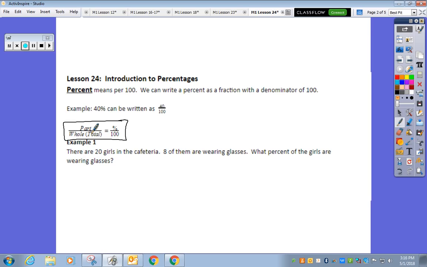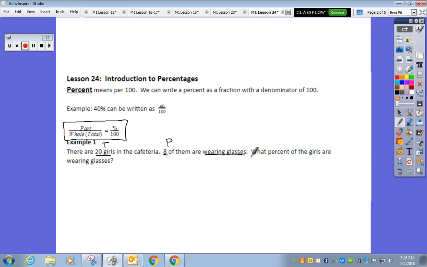Example 1 says there are 20 girls in the cafeteria. 8 of them are wearing glasses. What percent of the girls are wearing glasses? So we've got 20 girls in the cafeteria. 8 of them are wearing glasses. The 20 girls in the cafeteria represents our total number of girls. 8 wearing glasses is our part. 8 is part of the 20 total girls. What percent of the girls are wearing glasses?